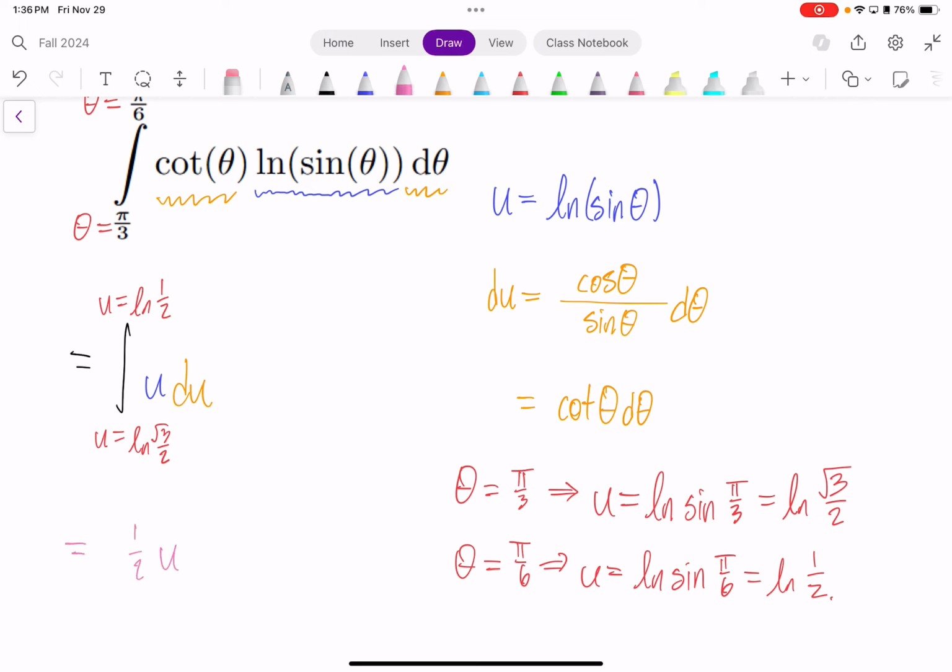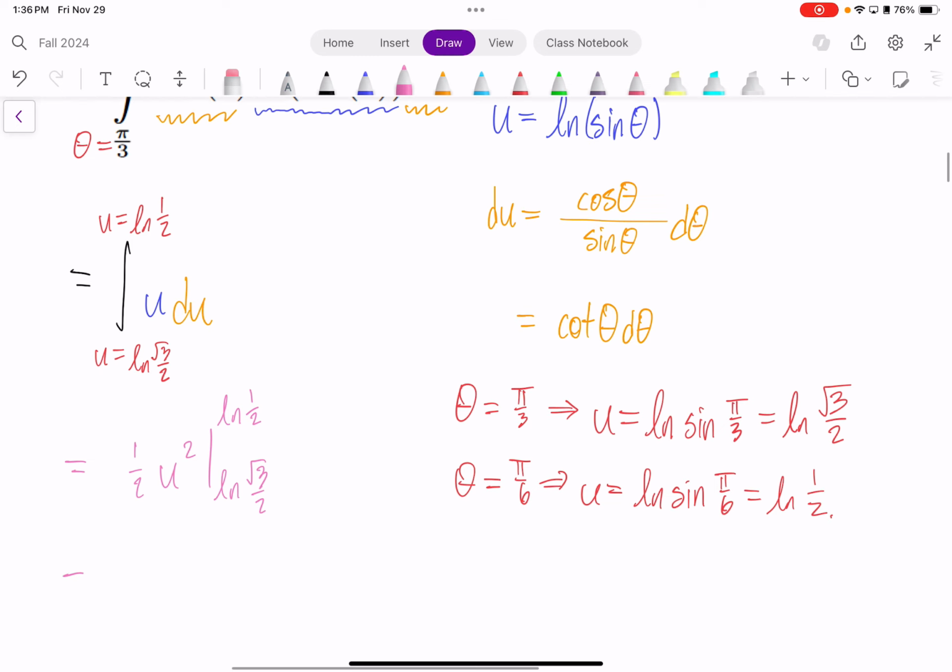So after we integrate, we're going to get 1/2 u squared evaluated from ln of root 3 over 2 up to ln of 1/2. And then this last evaluation step will just sub in. So this is 1/2 times ln of 1/2 squared minus ln of root 3 over 2 squared.